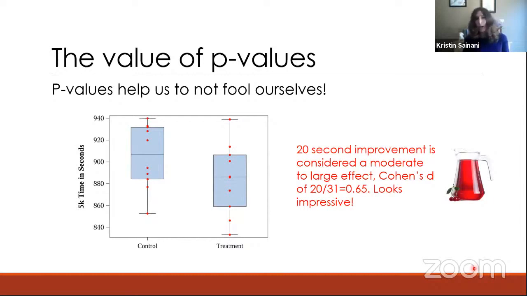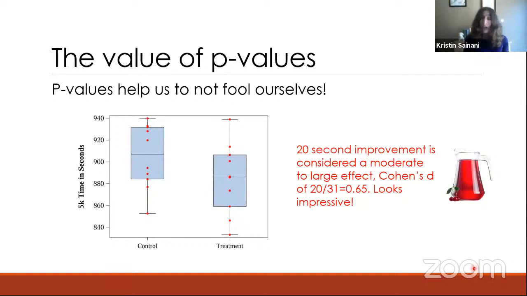Take this cherry juice trial that I've set up, for example. In that trial, we saw a 20-second improvement in 5K running times. Again, as a former runner, a 20-second improvement for a competitive runner in 5K times is huge. So you might look at those data and say to yourself, wow, that's an impressive effect. If we were to calculate the Cohen's d here, which I see is often used in a lot of sports science studies, that's the standardized mean difference, we get a Cohen's d of 0.65. That would be considered a moderate to large effect. So it looks really impressive.